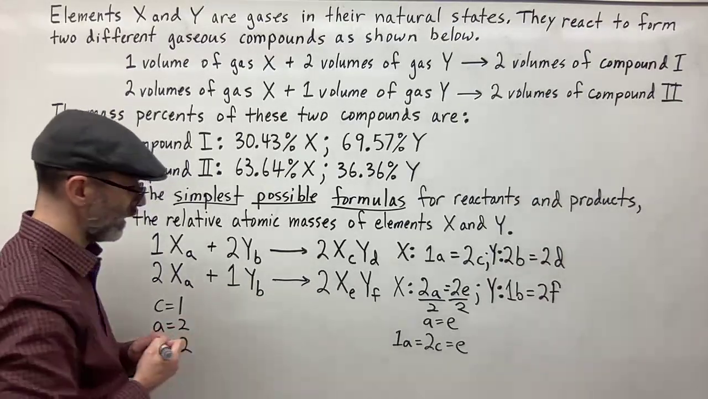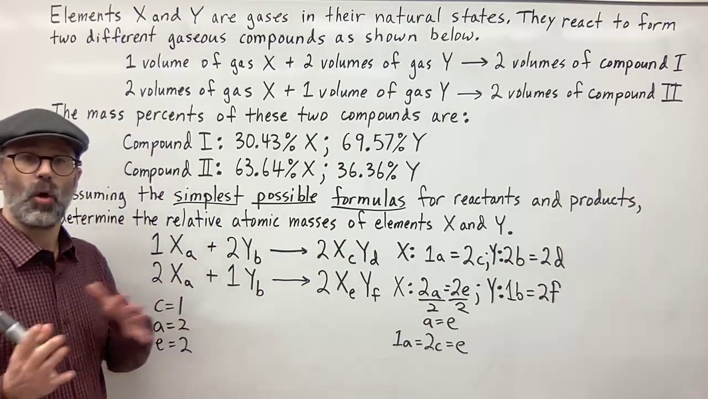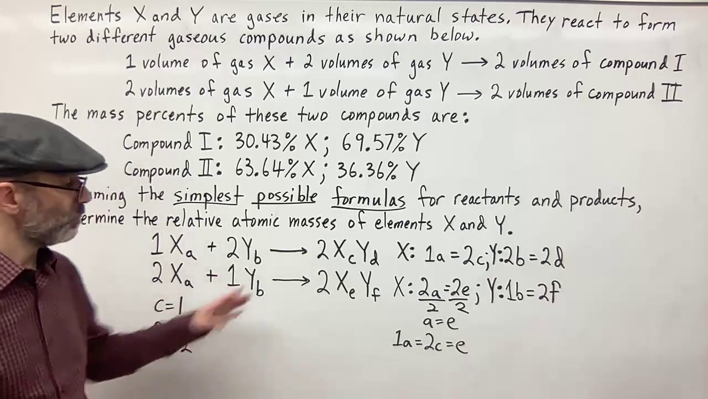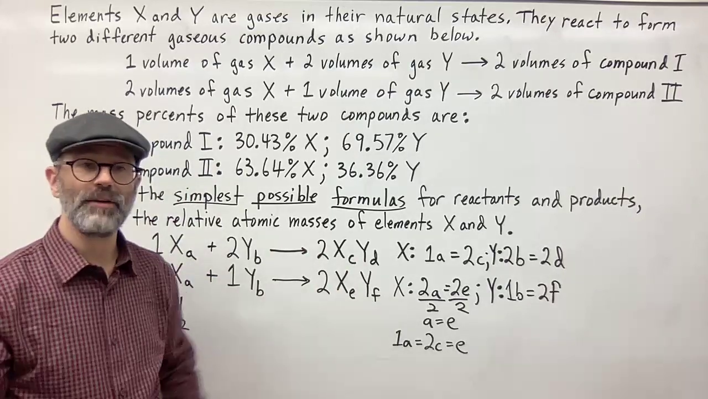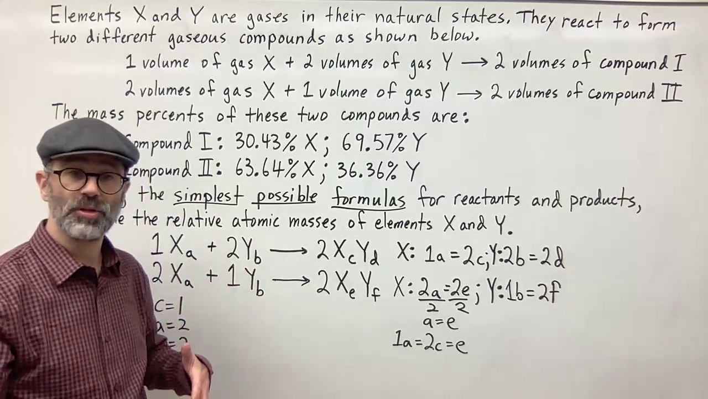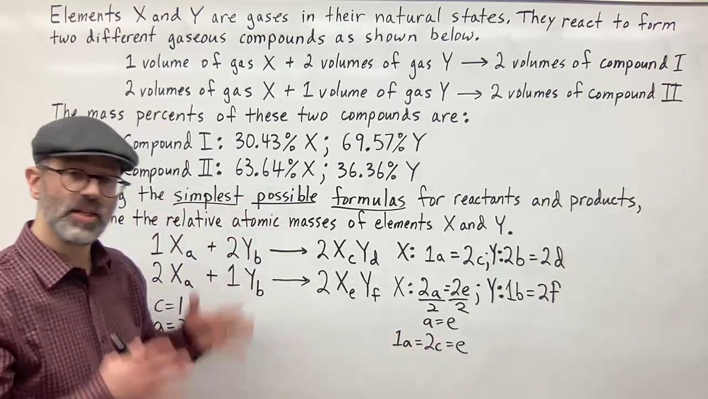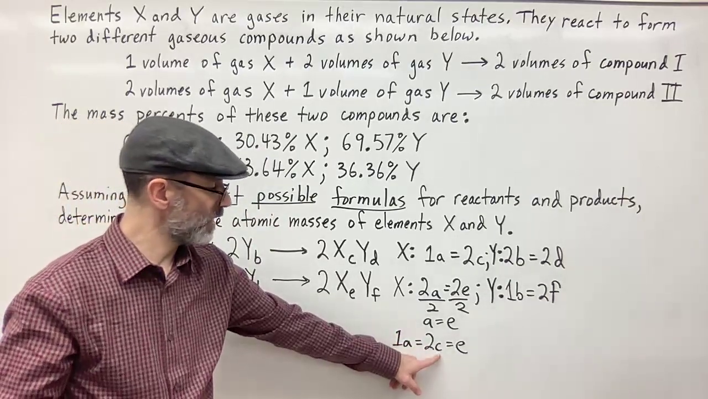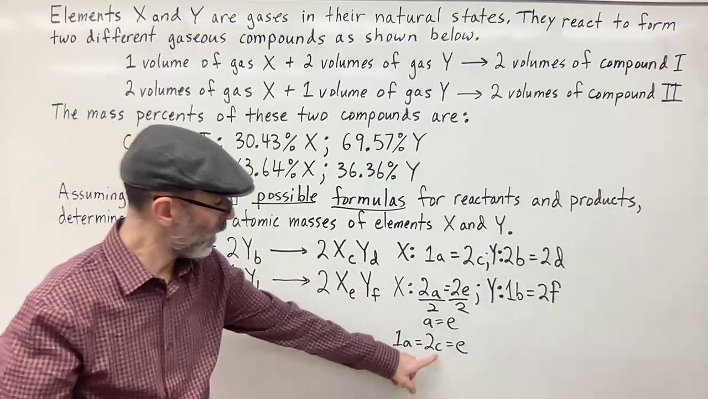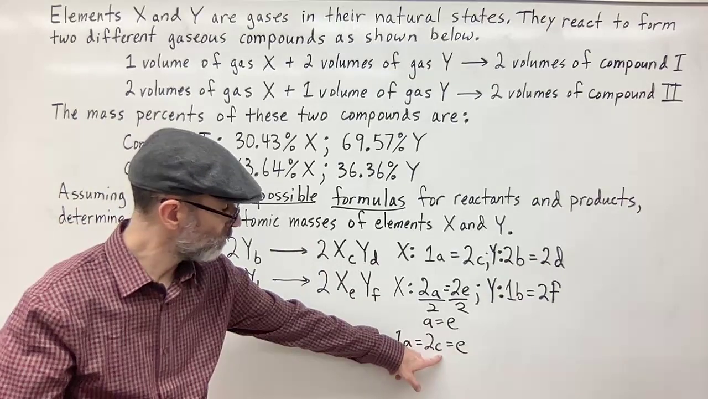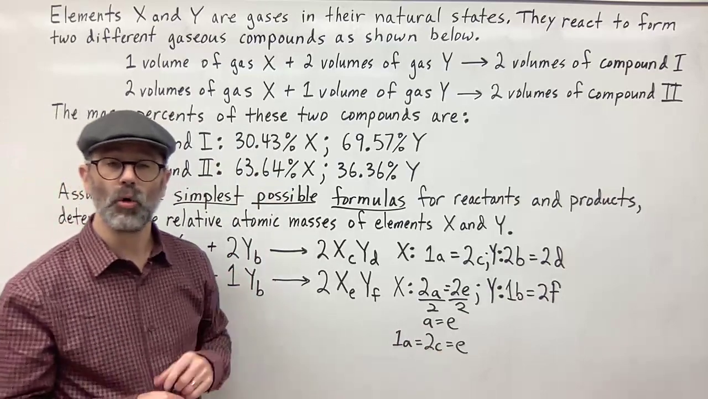So let me just say that again. I want the simplest possible formulas. So that means I need a 1 to something ratio. One of these subscripts, I can make a 1, and therefore I can figure out what the other subscripts are going to be. And I don't want fractions. If I make A or E a subscript 1, then when I solve for C, I'm going to end up with a fraction of 1/2. I don't want a fraction of 1/2. But if I make C equal to 1, then when I solve for E and A, they give a whole number of 2.